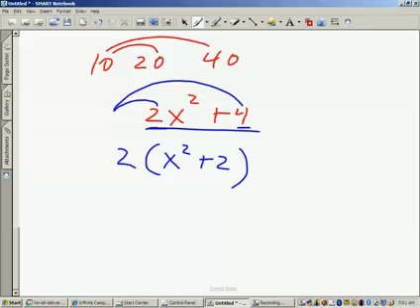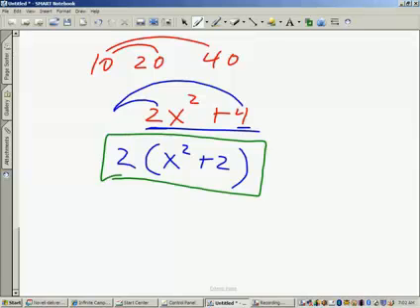Now, if you want to think about reverse distributing with this equation, so I pulled out my common factor, you can think about redistributing this 2 through, and you're going to get the original equation. Because 2, parentheses, x squared plus 2, close parentheses. 2 times x squared gives my original 2x squared. And when I distribute that 2 to the 2, 2 times 2 is 4. Okay, let's see some more examples here.